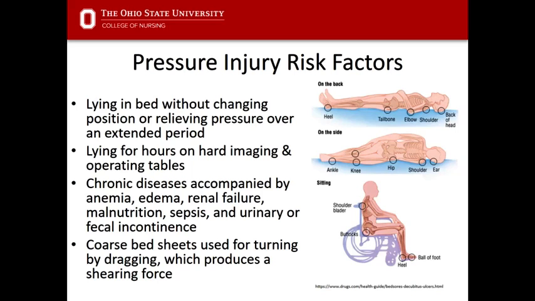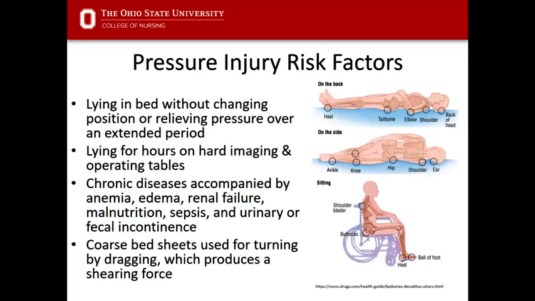There are a lot of chronic diseases as well that can increase the risk for developing a pressure injury. So anemia, any injury or disease that has anemia, edema, renal failure, malnutrition, sepsis, urinary or fecal incontinence can increase your risk for developing a pressure injury. Coarse bed sheets as well.